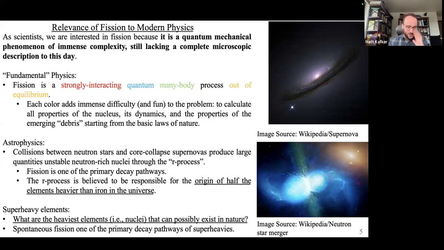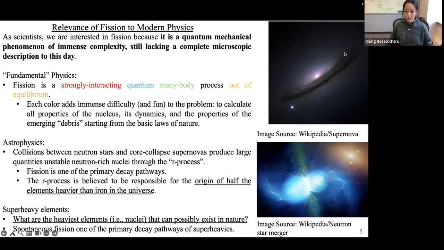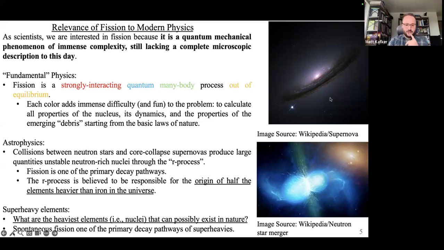Okay, so from an astrophysics perspective, there are two kinds of astrophysical processes where fission becomes relevant, and each one of them has an associated picture on the right side of the screen. By the way, can people see my mouse? Yes. Okay, cool. I will use it to refer to things over the course of the talk. In the top image, we have a supernova, which you can see is this bright point, shining as bright as this galaxy in this image. And on the bottom, we have a neutron star merger. This is an artist's rendition.